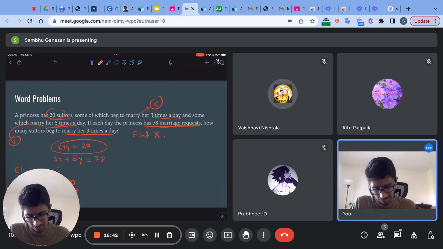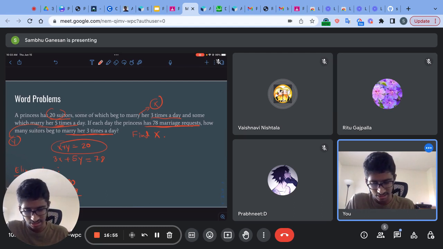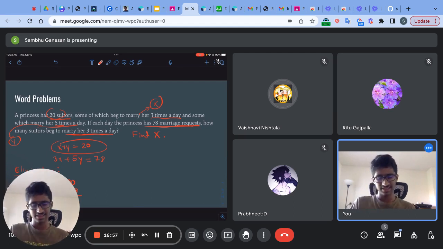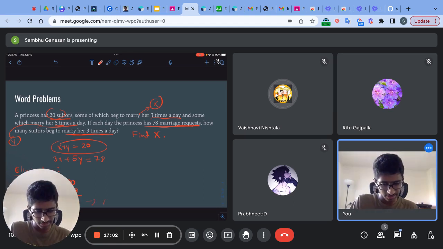So now we realize that if we subtract these two equations, the 5y's cancel out. So that's nothing but 2x equals 22. Yes, it should be 22. So dividing by 2, you get x equal to 11.